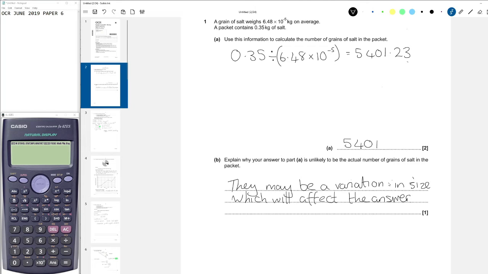Another answer it could be would be that the question gives you a decimal, and now it has to be an integer. So mentioning something about the answer must be an integer can also be accepted as well.